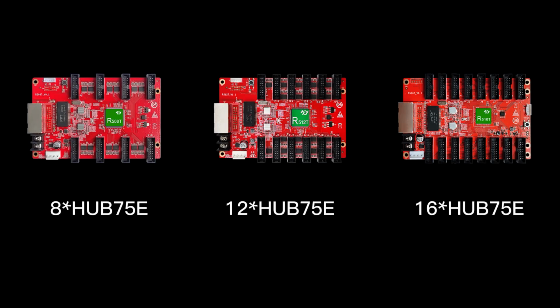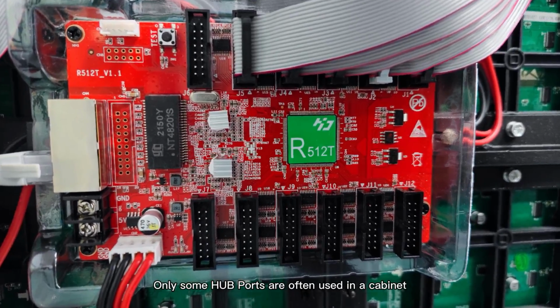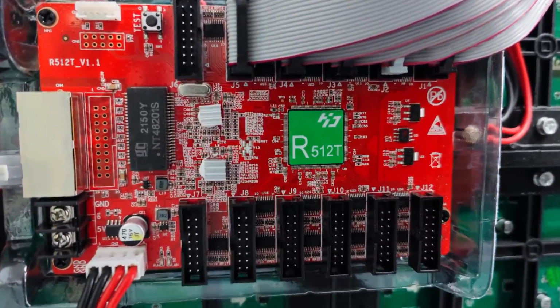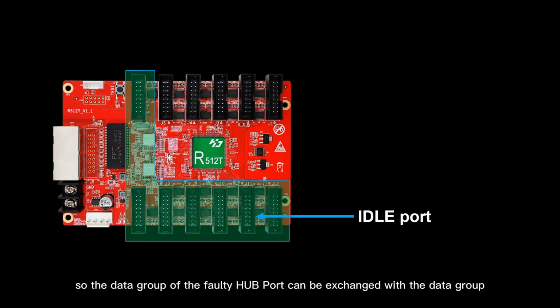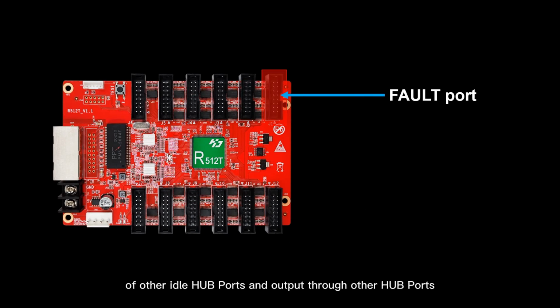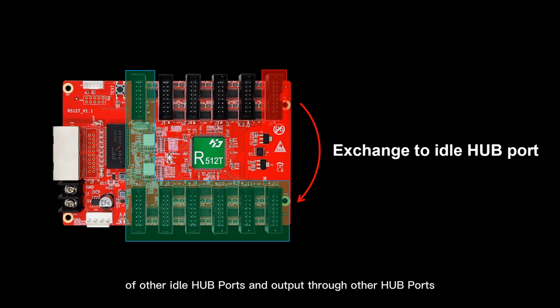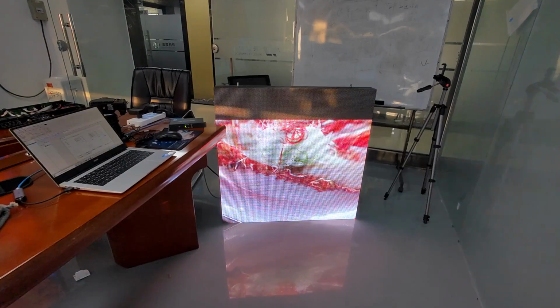Common receiving cards have 8 hub ports, 12 hub ports, and 16 hub ports. Only some hub ports are often used in a cabinet, so the data group of the faulty hub port can be exchanged with the data group of other idle hub ports and output through other hub ports.